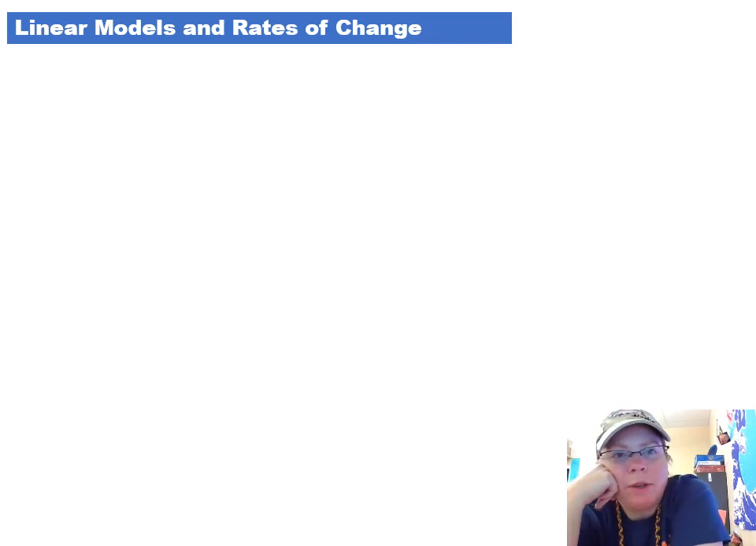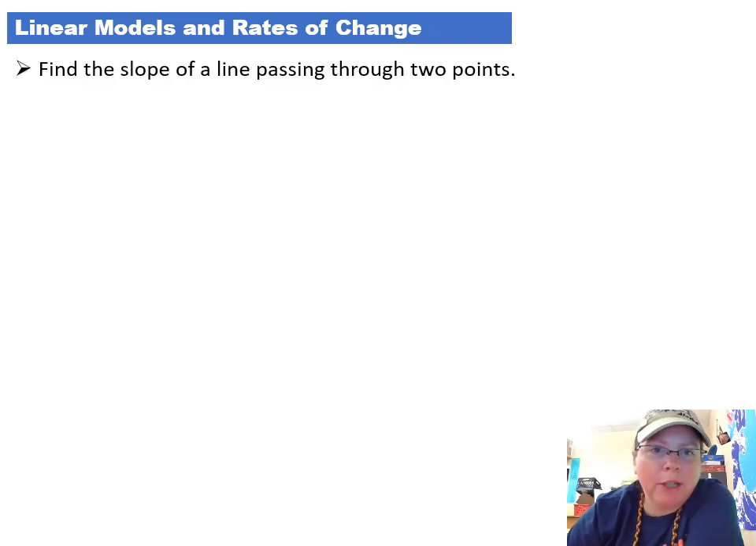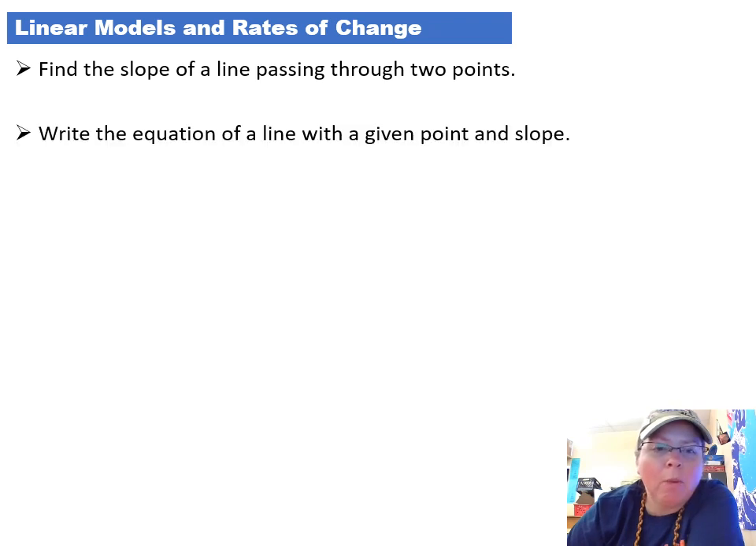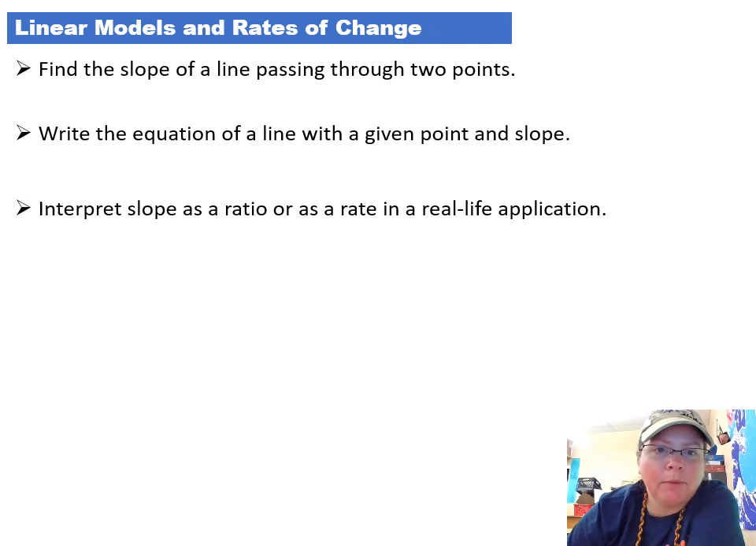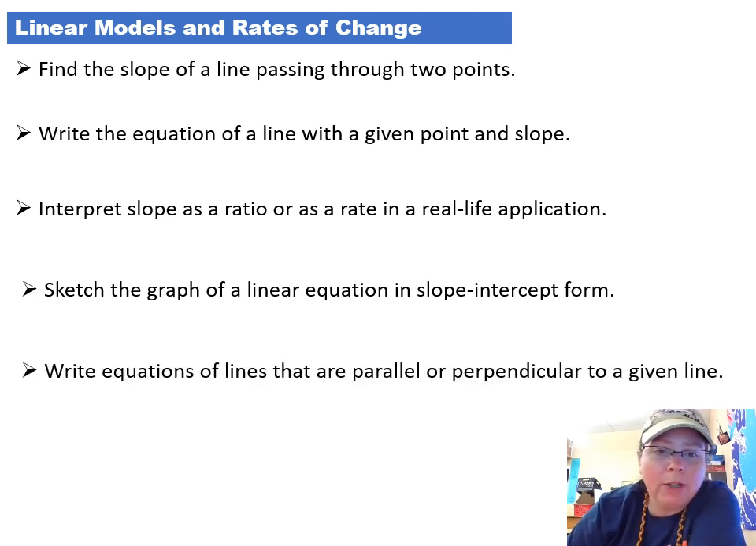Continuing in our review of our prerequisite skills, we're going to be looking at linear models and rates of change. We're going to find the slope of a line passing through 2 points. We're going to write the equation of a line with a given point and slope. Interpret slope as a ratio or as a rate in a real-life application. Sketch the graph of a linear equation in slope-intercept form. Write equations of lines that are parallel or perpendicular to a given line.